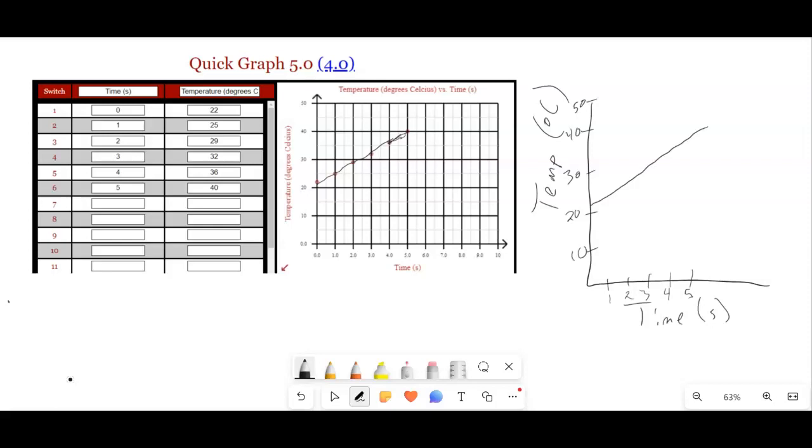All right? Let me know if you have any questions on sketching your graph. Okay? At first it's going to feel a little weird, but then as you go forward, you'll recognize what I need on this graph to show what's happening.